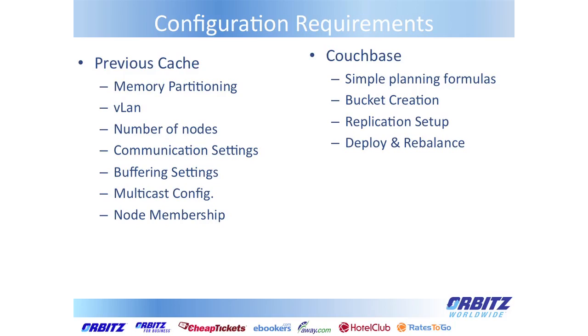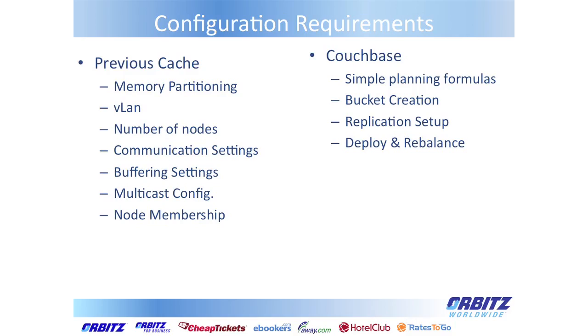So then, configuration requirements. Looking at our previous cache provider, we had to deal with memory partitioning. How is it going to affect us? Every time we had to add capacity, we had to add nodes. Every time more nodes were added, we had to repartition the memory and how it was working. We had to take our VLANs into consideration. How does that cluster product handle different VLANs based on where the nodes are?